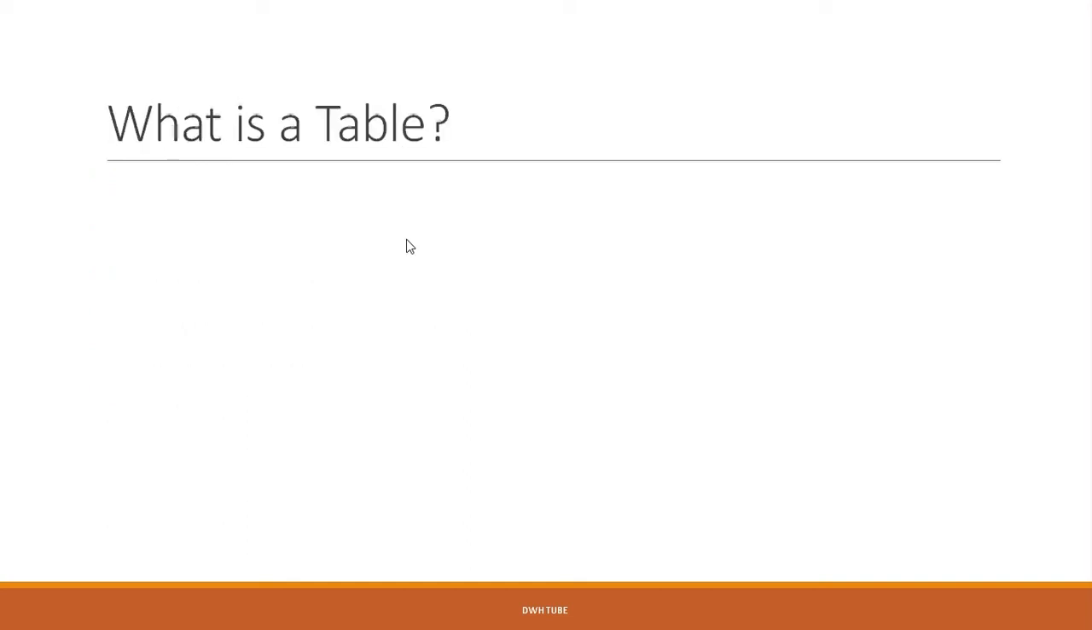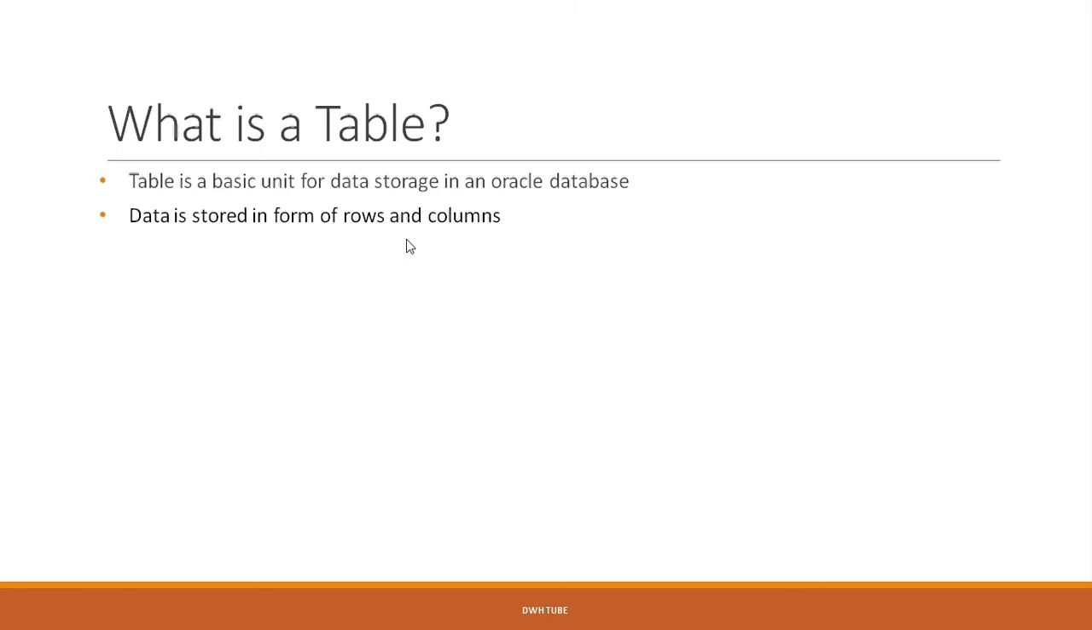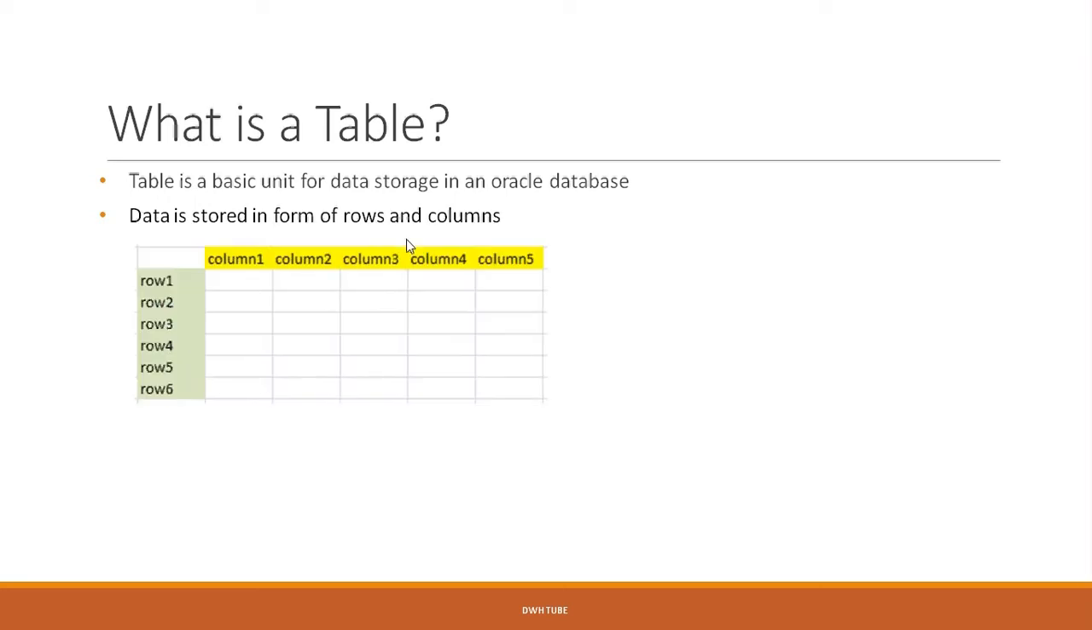Now let's check what a table is. Like we were discussing, a table is the basic unit for data storage in an Oracle database, or rather in any relational database. Data normally gets stored in the form of rows and columns, and when we try to visualize it, it should be something like this. There are a set of columns, and when one adds a row or adds a record, it gets added in the form of rows, right?